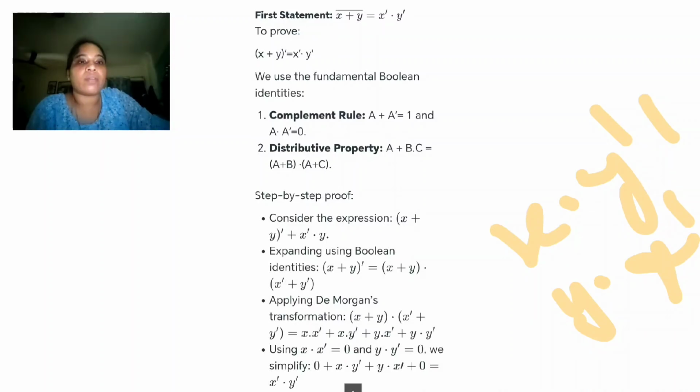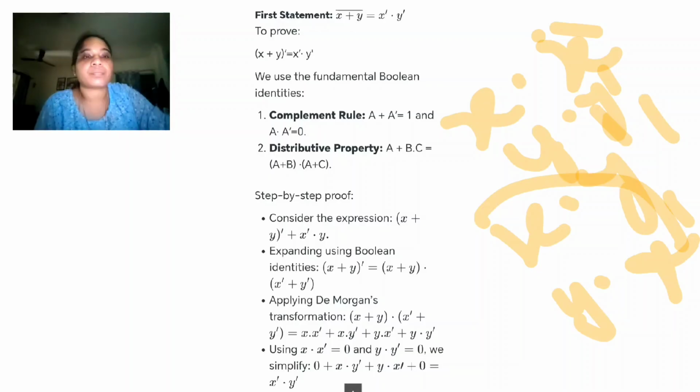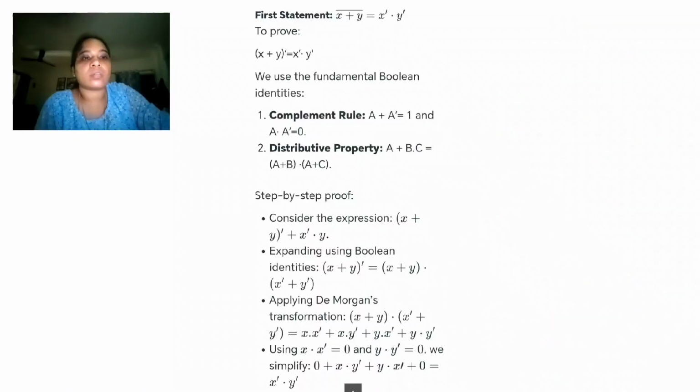So now we can make this x dot x dash, then y dot y dash. Okay, so here you can see the value is 0. So you can get that answer.